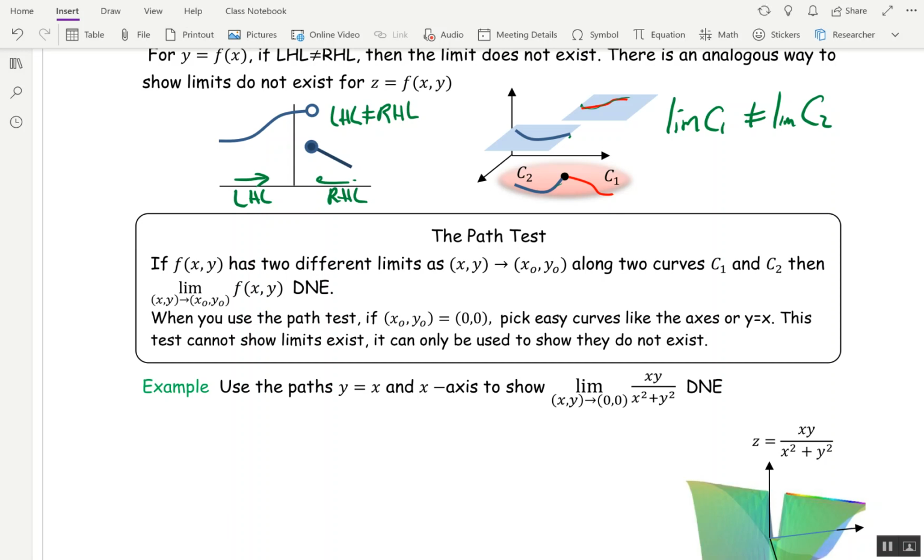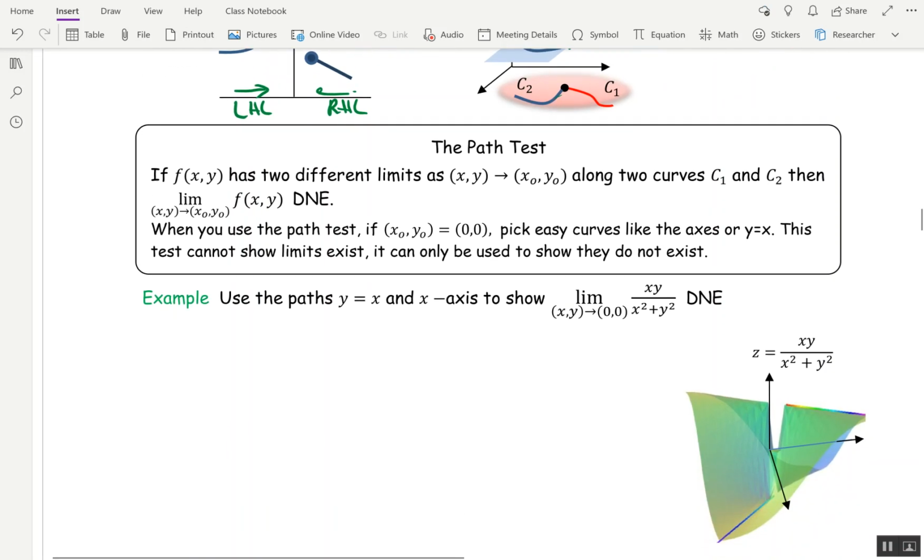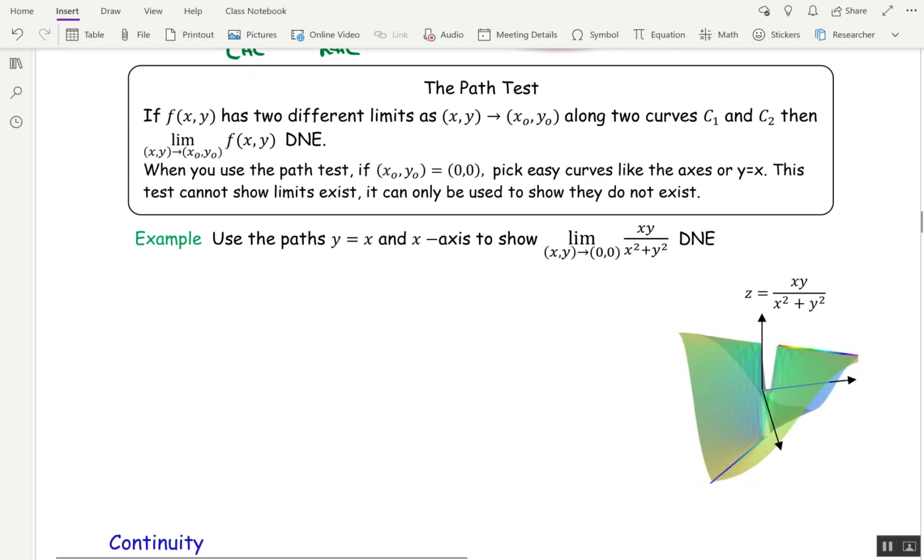Pick easy paths. Don't make your life hard. What's easy? The x-axis, the y-axis, y equals x. Those are all easy, and I think in your homework, they even tell you what paths to choose. I'm going to tell you also, so you don't have to figure it out yourself. When you graph these on Calc 3D, crazy things happen. It's really hard to see what's happening, but you can tell that at the origin, something insane is happening. You're not getting a nice limit. So let's use the paths y equals x and the x-axis.